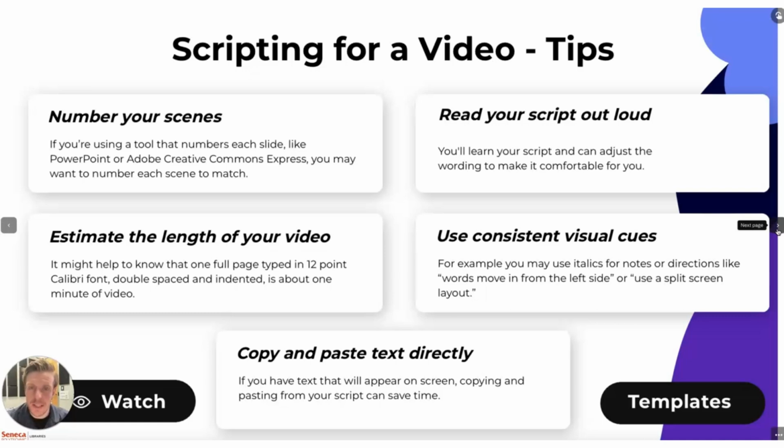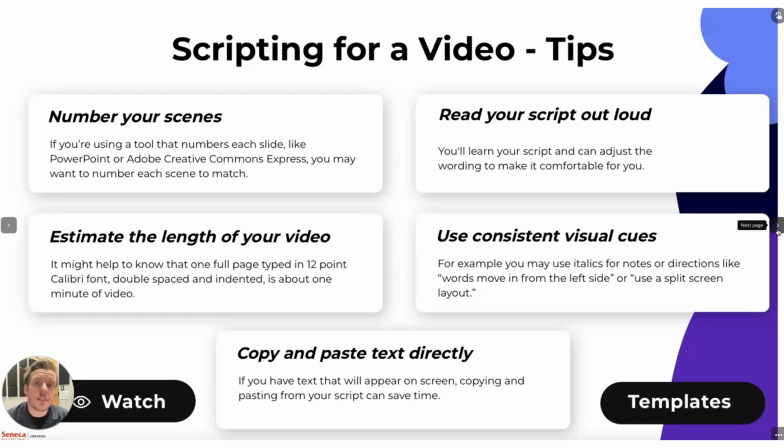But also estimate the length of your video. A general rule is that 1 page of text double spaced with 12-point font is about 1 minute of video content. Now, of course, that can change whether you're a fast speaker or a slow speaker, but generally speaking, if you're scripting, 1 page equals about a minute.